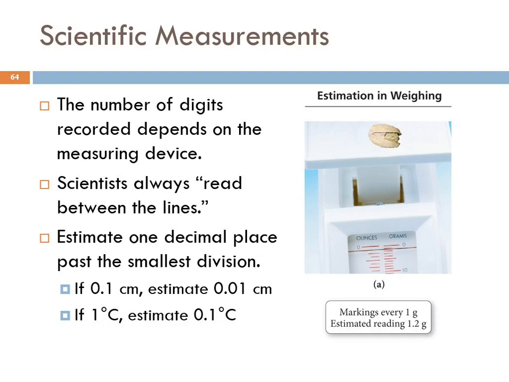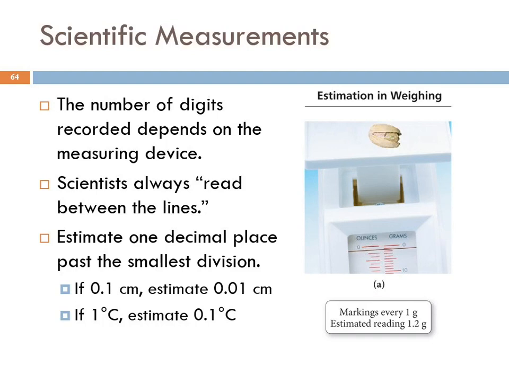So this is very important. Scientists always read between the lines. So if we look at this balance, there's 0 grams. We're going to ignore the ounces side because that's English. And we're scientists, we're going to use the metric system. So this big line is 0, and this one is 10. And then we look at the little lines in between. There's 10 lines in between, which tells us each of the smaller lines is equal to 1 gram.